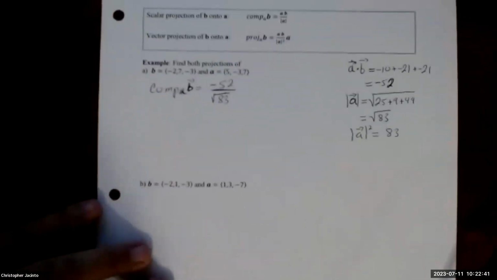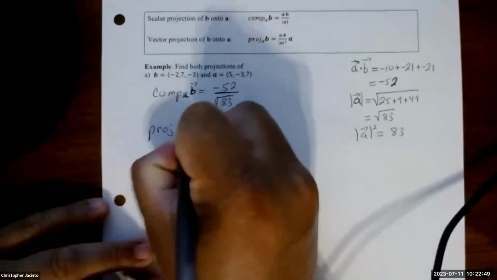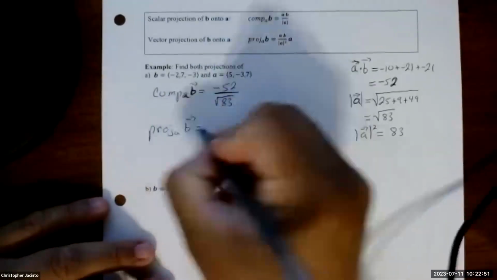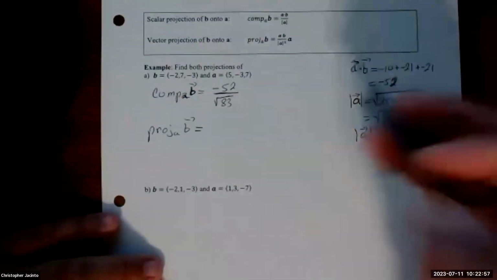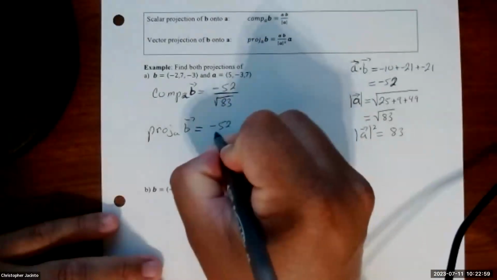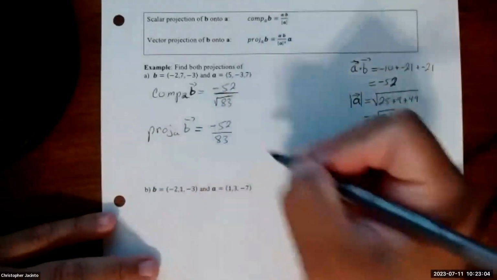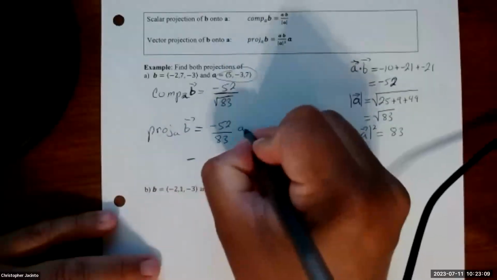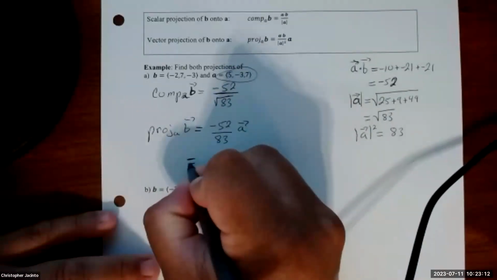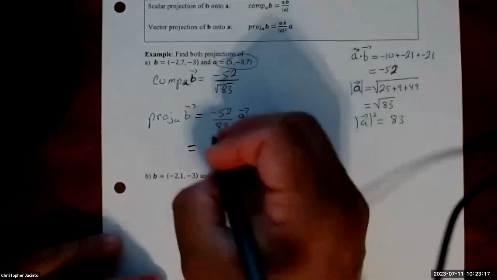Okay, so next we do the vector projection. The vector projection of B onto A is again the dot product, -52, divided by, well, now it's going to be 83, times the vector A itself. So times that. Just to get you accustomed to the notation, I'll write vector A as i, j, and k.